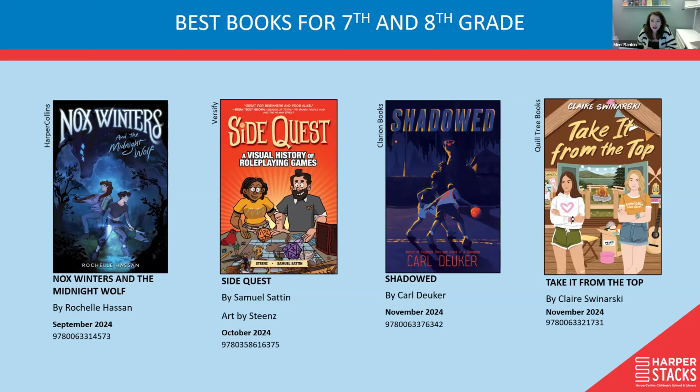And then Take It From the Top. This is set at a camp over the course of 6 summers, and this contemporary realistic novel follows the friendship and falling out of 2 girls from different backgrounds, all during a summer camp production of Wicked, which just feels very on brand for myself and also very timely with the new Wicked movie coming out. And I think that is it for middle grade.